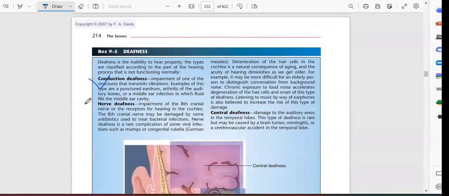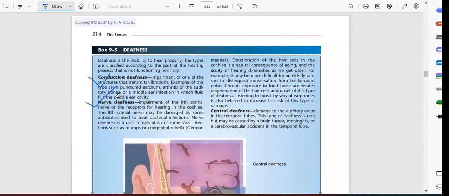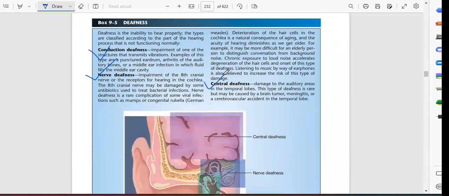Next, it may be due to eighth cranial nerve damage, or central deafness, involving the auditory area present in the temporal lobe.